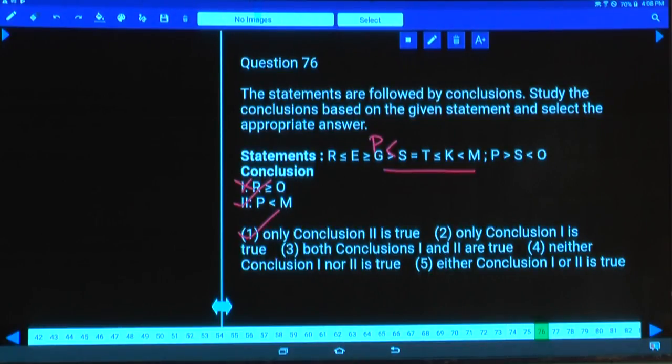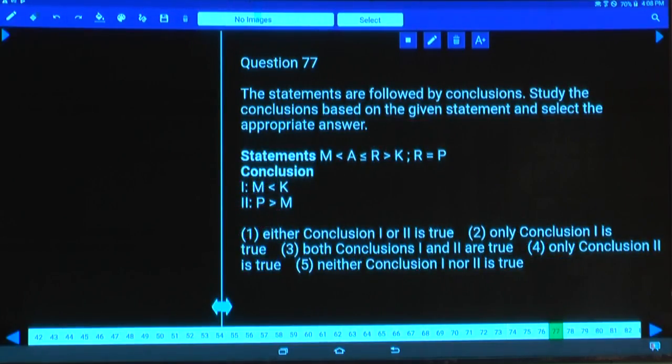Come on. Where is opposite here? P? P greater than S. Now sir, P greater than S. As this symbol is greater than and this is lesser than, 2 opposite symbols, hence no relation. No relation, then what is your answer here? Neither 1 nor 2, choice 4. 76, choice 4. Then 77.